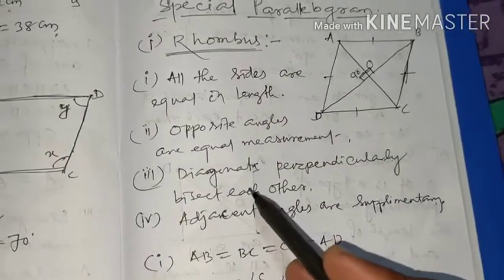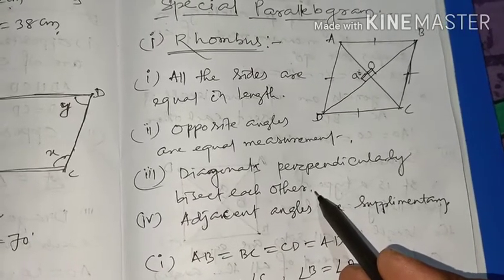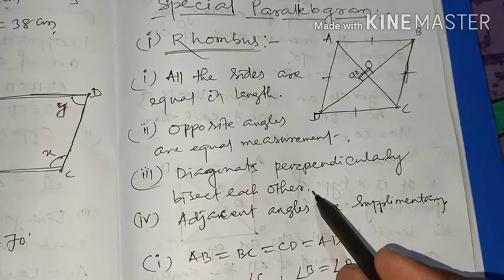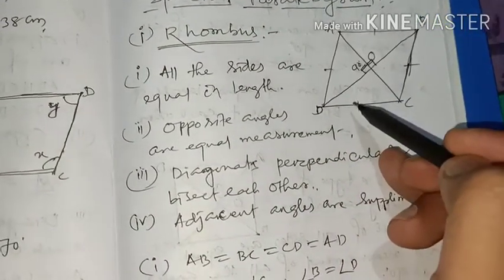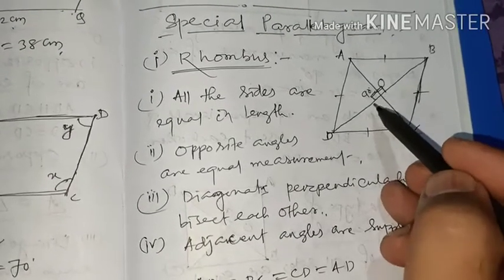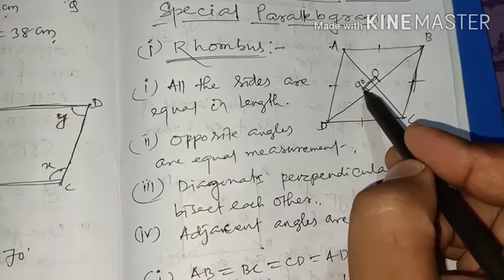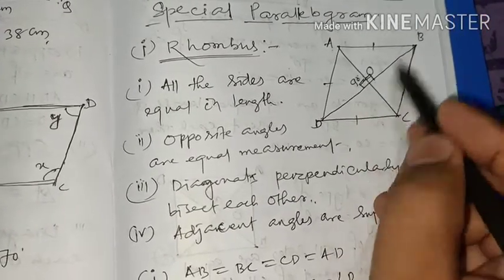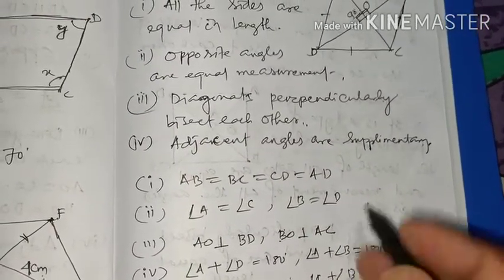Next, the diagonals perpendicularly bisect each other. Here the peculiar thing is that the diagonals bisect each other perpendicularly. As we know from the properties of a parallelogram, the diagonals bisect each other, but here they bisect each other at a right angle. It means the angle is equal to 90 degrees. AO is perpendicular to BD, and BO is perpendicular to AC.